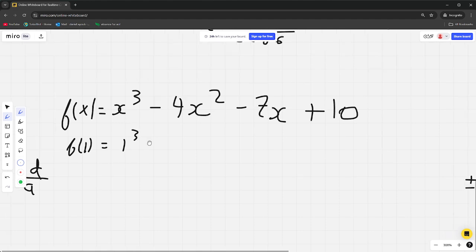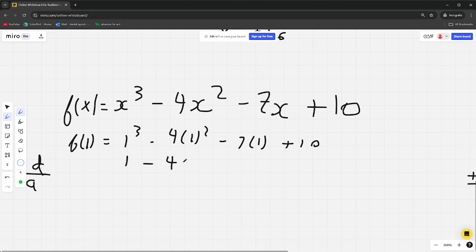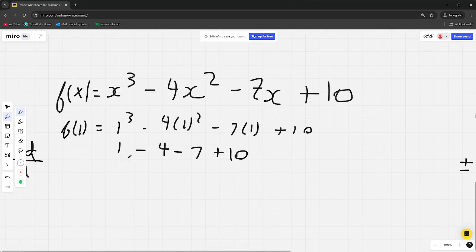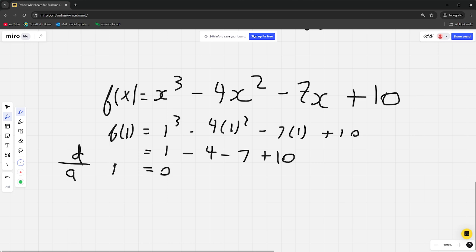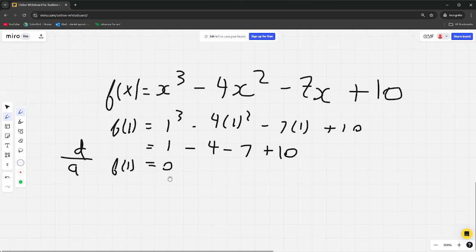Well, 1 to the power of 3 is 1, minus 4 times 1 squared, minus 7 times 1, plus 10. So we have 1 minus 4 minus 7 plus 10. 1 minus 4 is negative 3, negative 3 minus 7 is negative 10, plus 10 is 0. So we've just confirmed f of 1 is equal to 0.